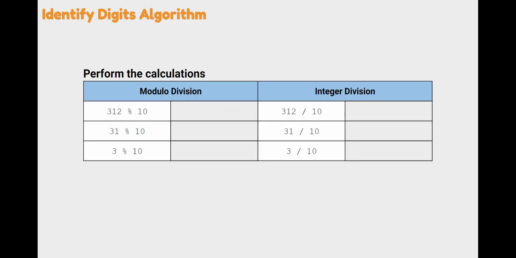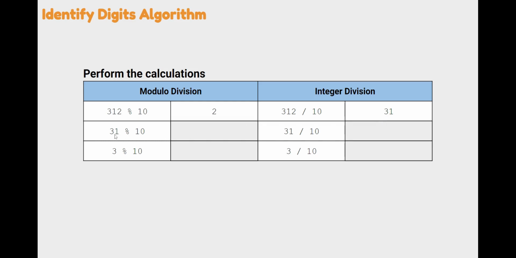We do that by performing modulo division and integer division. Starting with the number 312, when we mod it by 10, that's going to give us the 2. That's going to give us the digit in the ones place. Now that we have that digit, we can get rid of it by taking 312 and dividing it by 10. Integer division tells us that that's 31. And now we just removed that digit.